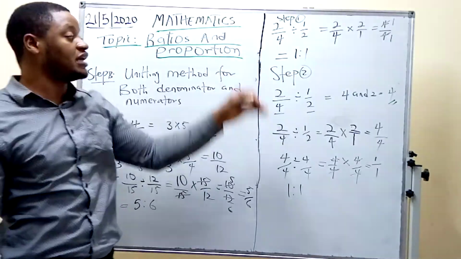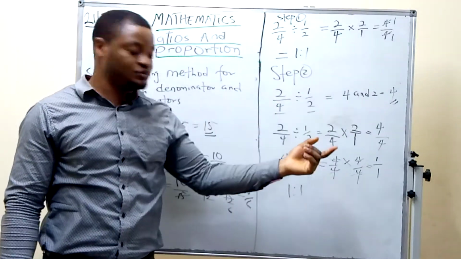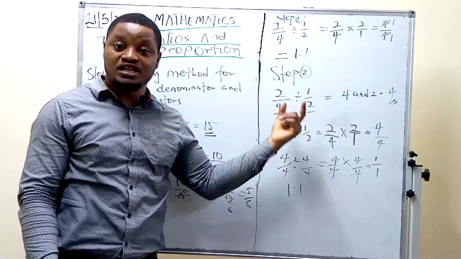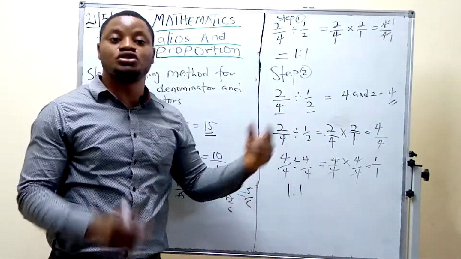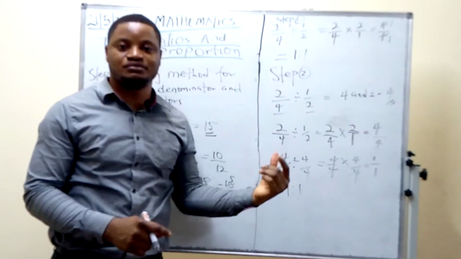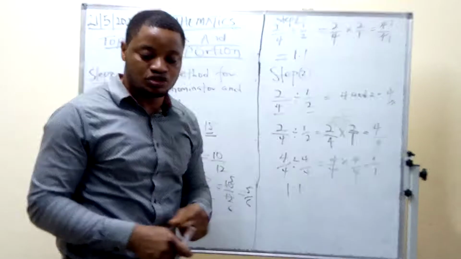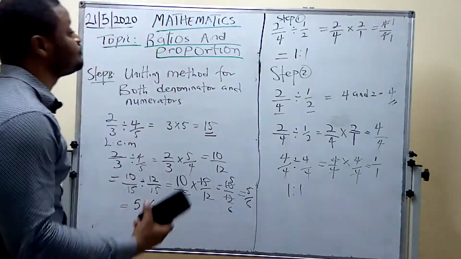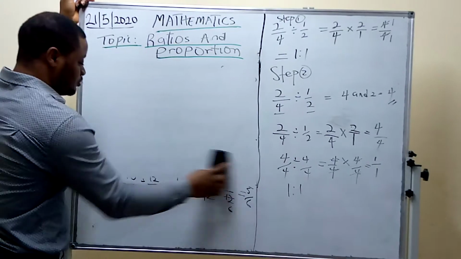As you can see, we still arrive at the same answer with the first step. So if the examiner asks you to use either of the steps, your answer will still be the same. Don't say because we have different methods. Use any of the methods, your answer is still going to be the same. So that is that. Let me now move on to the proportion.